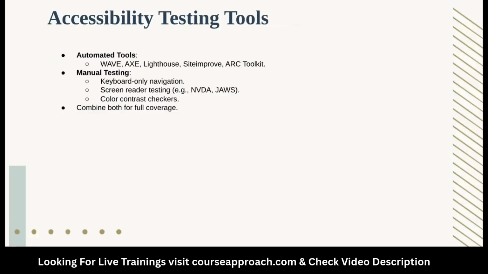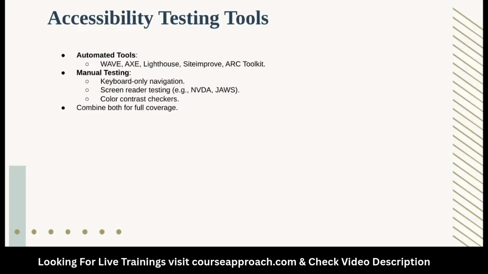Then coming to testing. I have told you already, we have success criteria and guidelines which we will be able to test. And what are the tools? Especially for accessibility testing, we combine both automation and manual. We will not be following only one. We have certain kinds of automated tools, and we are having manual testing as well.